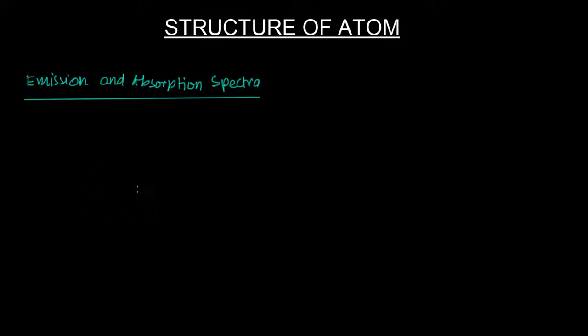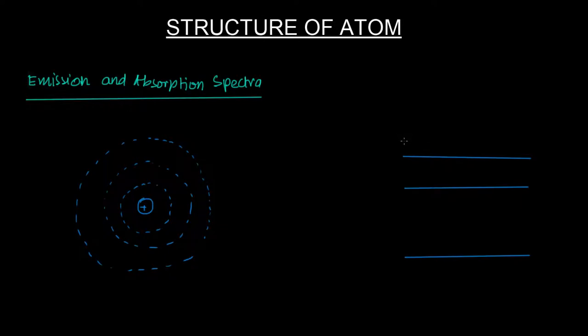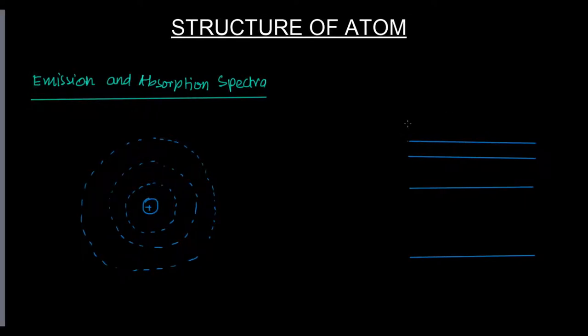So talking about a hydrogen atom, we saw that the atom may have, say, the nucleus and these orbits around it, and each of these orbits, we'll derive, will have some energy level. Corresponding to these, n is equal to 1, n is equal to 2, n is equal to 3, and n is equal to 4, the lines getting progressively closer.